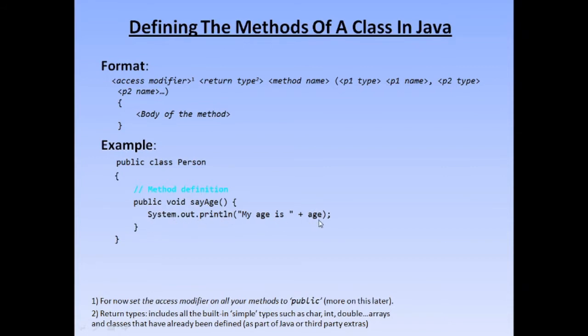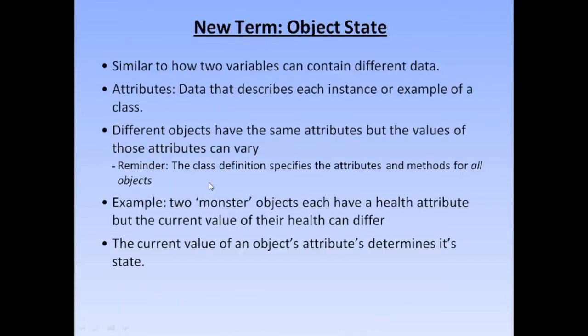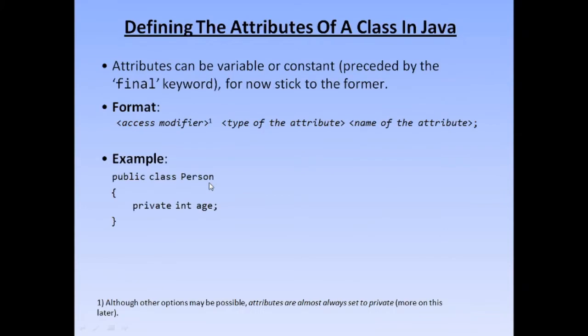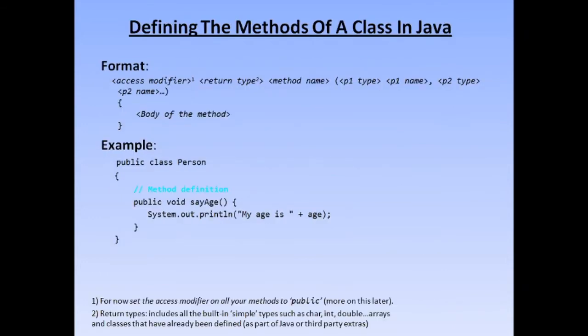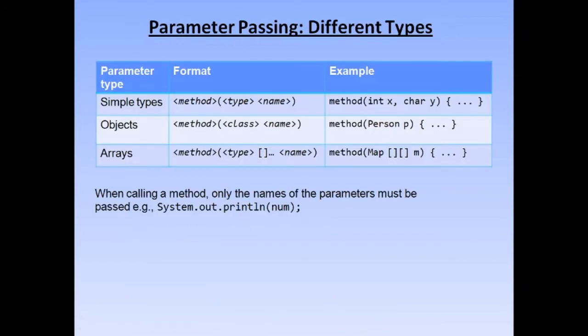Now this age is the attribute inside the person class. It's not shown here, but as you can see in the previous slide, this person class also has an attribute called age. So now the method say age is defined and given its body, and system.out.println is going to print my age is whatever age the object has in its attribute age.